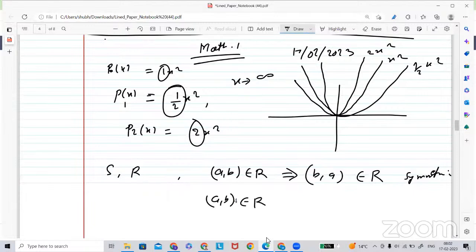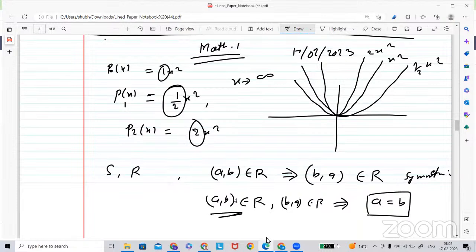If A, B is there and B, A is also there, this implies A equals B. This should happen. If AB is there and BA is also there, then both should be equal. This is the condition and this is the result.